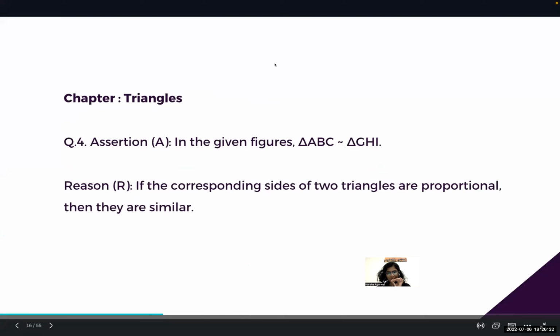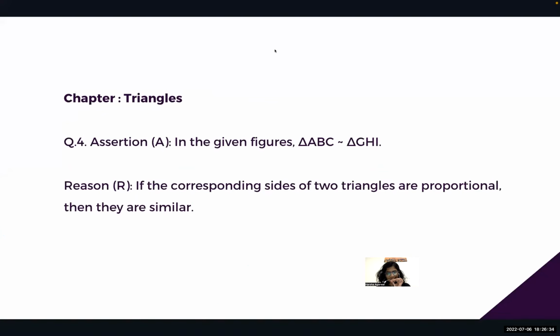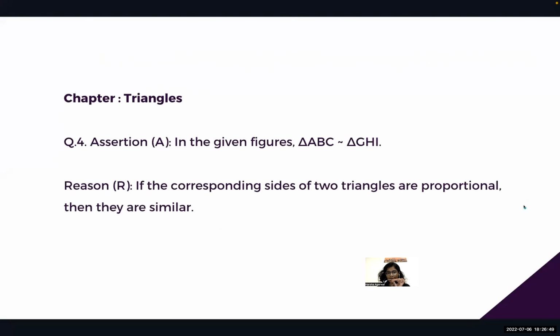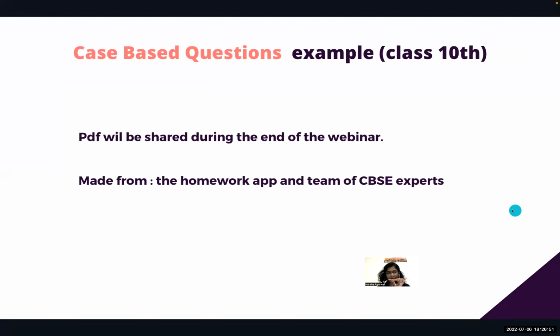Okay, I got one answer from Pachpula ji, Shivali ji, A. Aman ji says A again. Okay. Definitely. So these are some of the examples for assertion and reasoning in mathematics. I took two chapters here, triangles and real numbers.